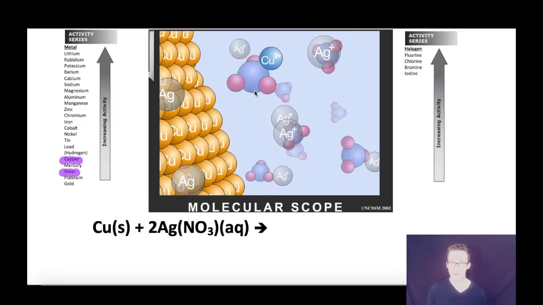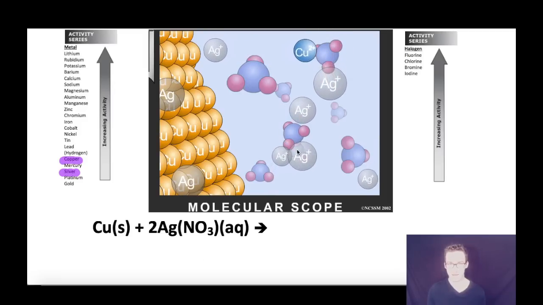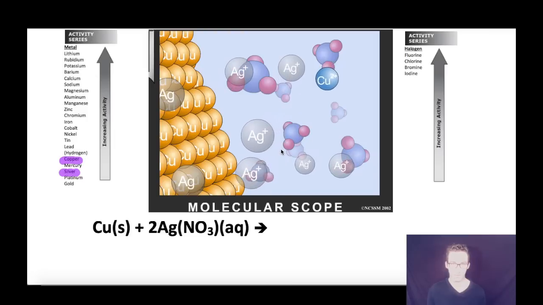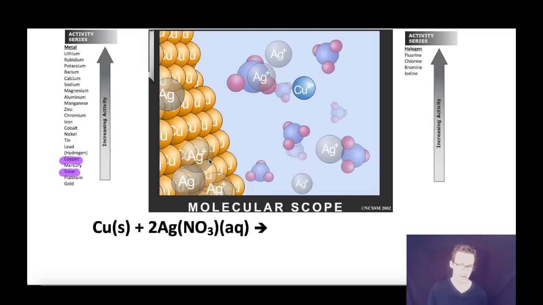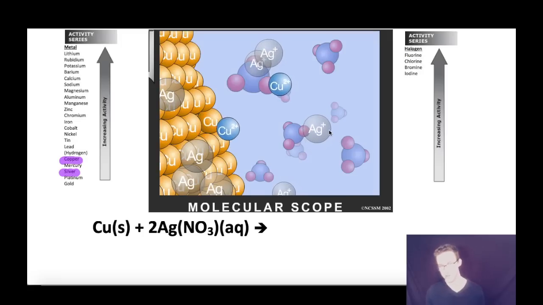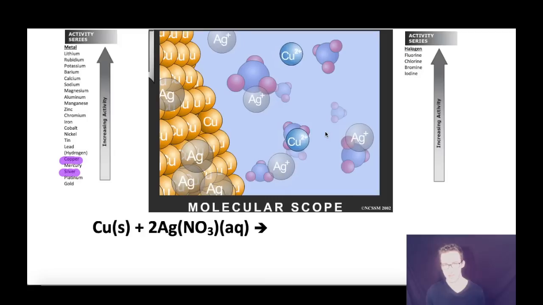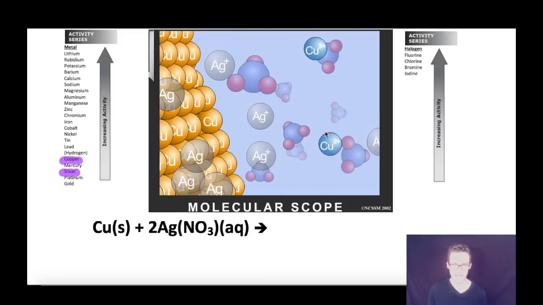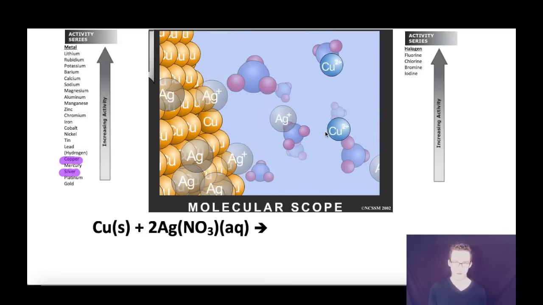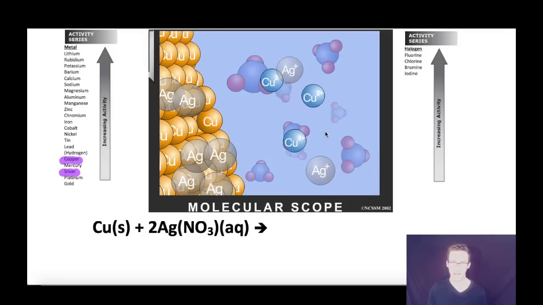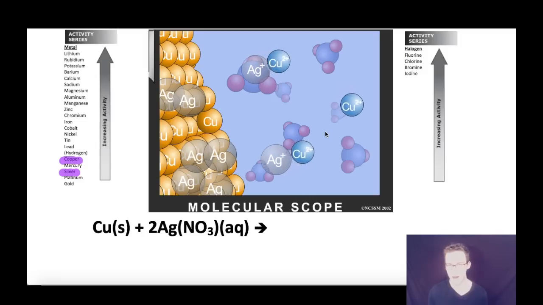And again, as you take a look at some of these silver ions, copper is going to pull them out of solution, and copper is going to jump into solution. So essentially here, the copper is replacing the silver that is in solution. Now, as you see this happen, you notice the color of the solution taking on a characteristic blue color that we see of copper solution.